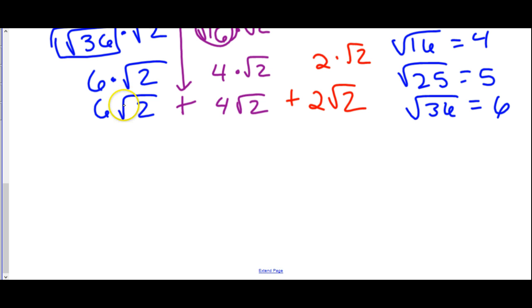Now we check all our indexes match. They're all blank. All our radicands match. They're all 2's. Now I can add all these together. 6 plus 4 is 10, plus 2 is 12. And then we leave the radicands alone.